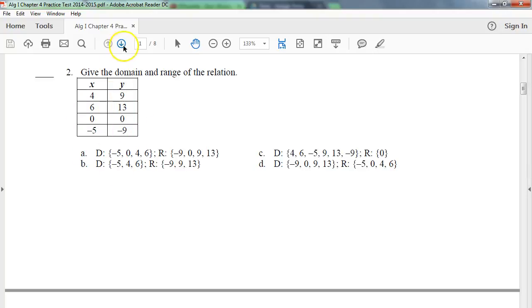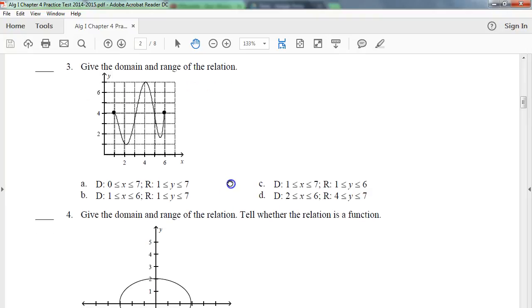Number 3 says to give the domain and range of this relation. This is a continuous graph, and so it needs to be written a little differently. It will be written as an inequality. As you can see, all of these options are written as inequalities.